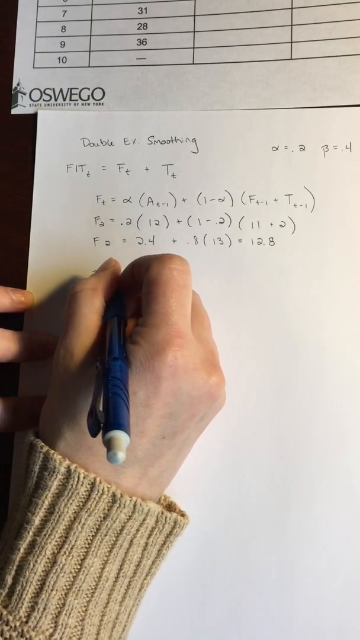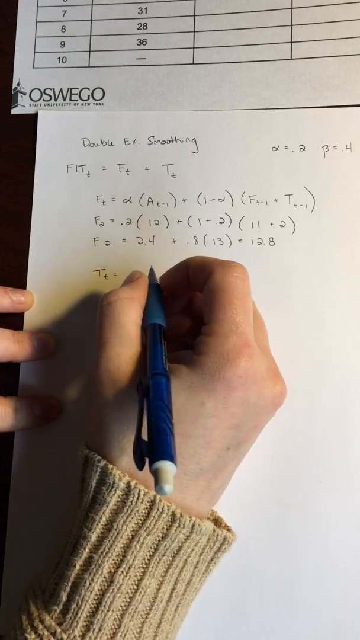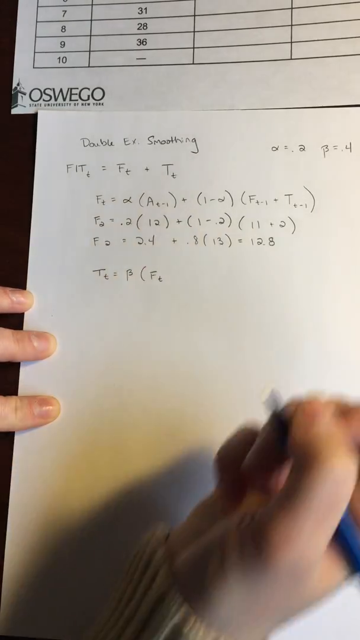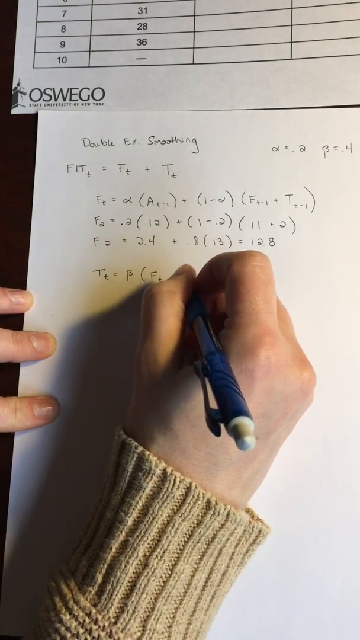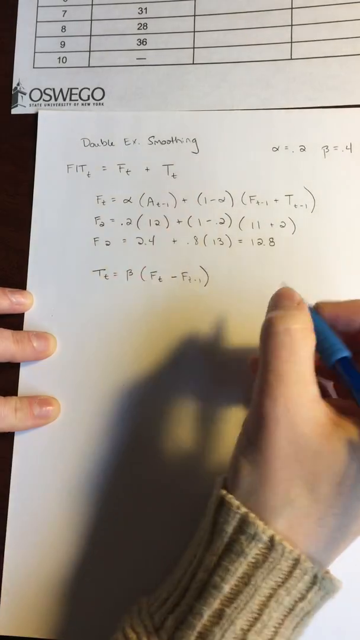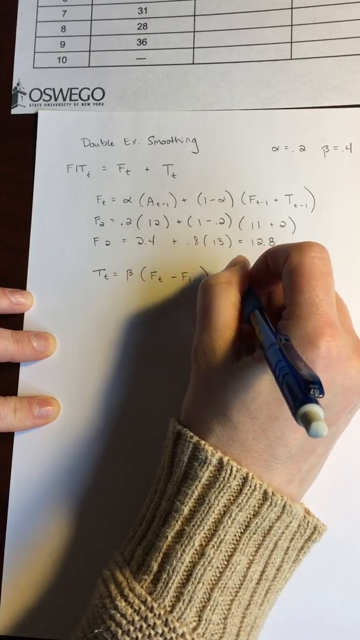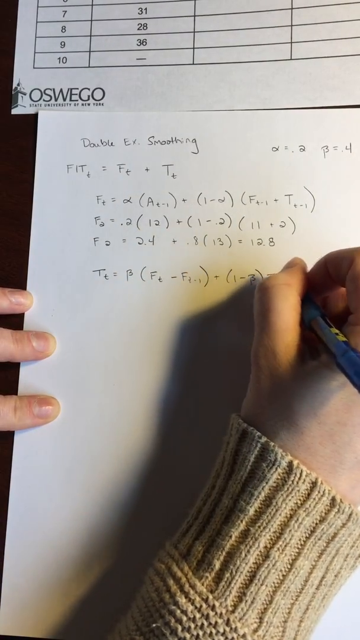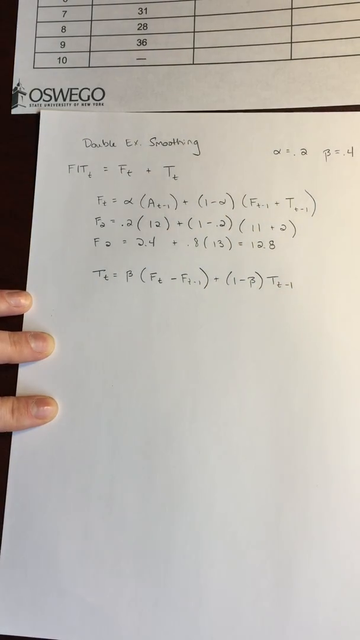Our trend for time period t is going to be our beta all multiplied by this time period's forecast minus the forecast from the last time period, plus 1 minus beta all multiplied by the trend from the last time period.